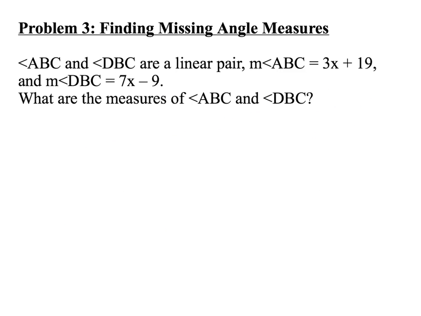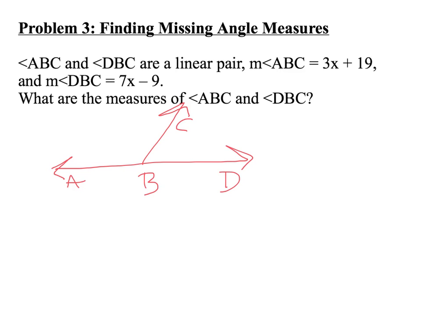So now let's take that information and actually have a problem. I will always tell you in geometry to draw a picture. So right away it's telling me that two angles are a linear pair. So I'm first going to draw the diagram, and then I'm going to fill in the rest of the information. It's telling me that ABC and DBC are a linear pair. So that's my diagram. It's also telling me that ABC is 3x plus 19, and that DBC is 7x minus 9. It's asking me what are the measures of those two angles.